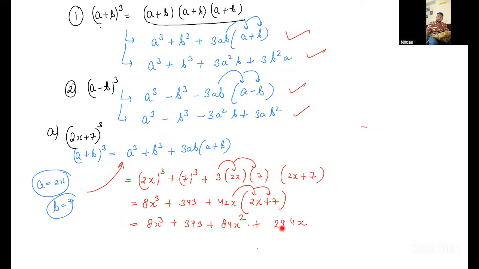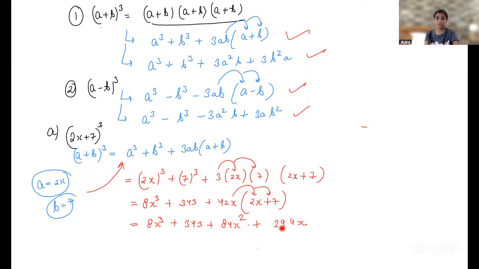Understood? Sam? Yes, sir, understood. Yeah, Ira, what's your doubt, beta? Shall I explain it again? No, I understood after you explained it again. Okay, now you understood everything? How to solve this question? So easy.